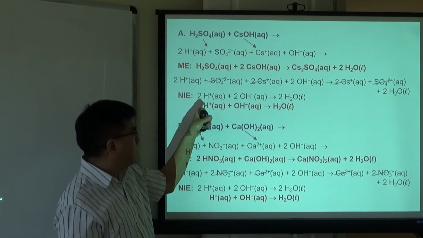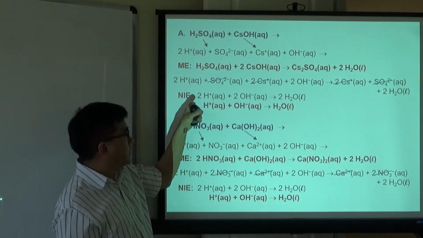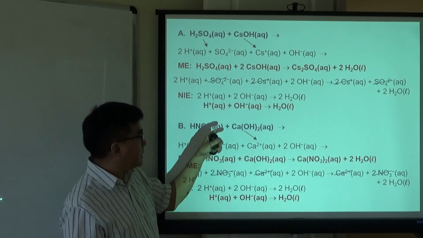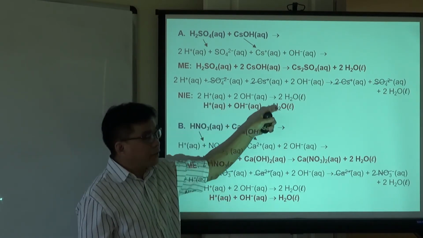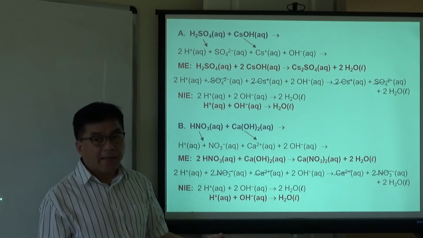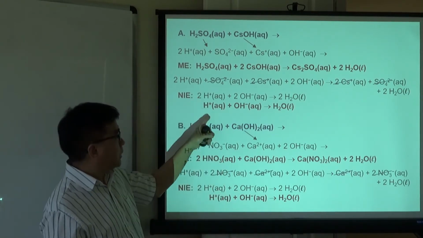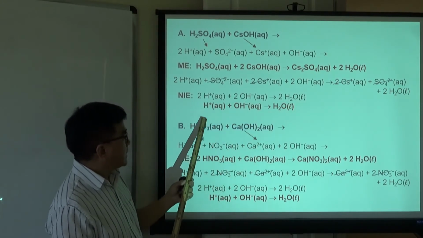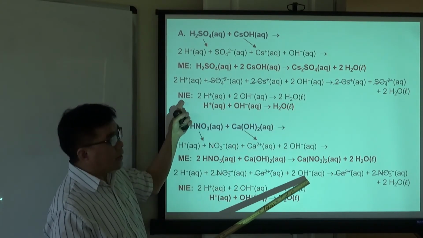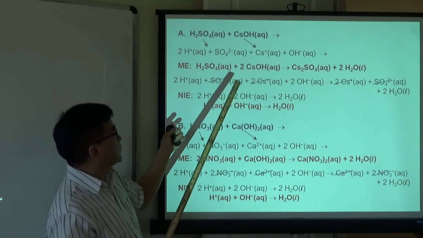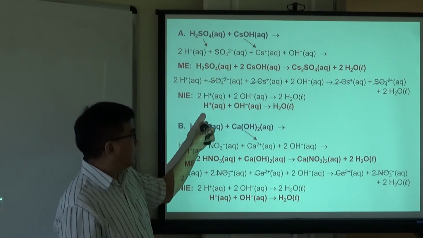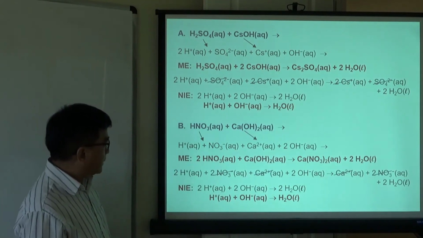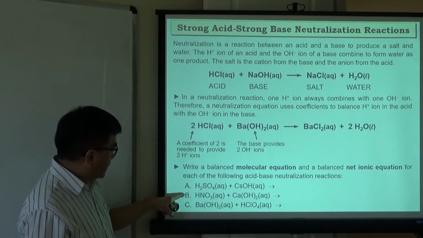Now I rewrite this equation because in a balanced equation, you have to express the stoichiometric coefficients in the lowest common denominator. So you divide this by 2, and this is the proper way to express that. So basically the net ionic equation for a reaction between a strong acid and a strong base is just the formation of water.